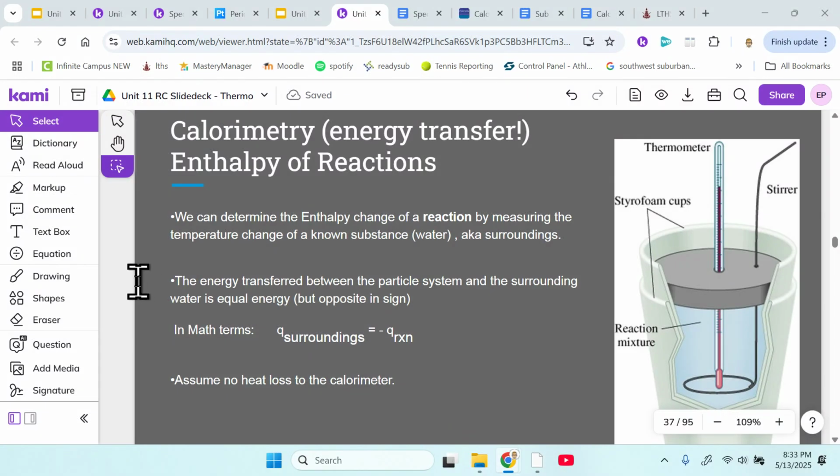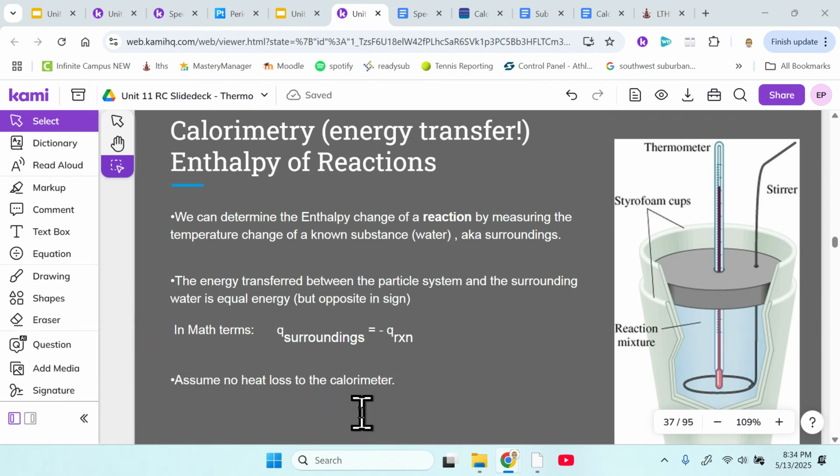Okay, discussing calorimetry. Calorimetry means energy transfer inside of a calorimeter. A calorimeter will measure the amount of calories in a chemical reaction. We can determine the enthalpy changes of a reaction by figuring out how much energy water absorbs or releases. The energy transferred from the particles to the surrounding water is equal but opposite in sign. In other words, if the reaction is giving off energy, the water is taking that energy. So minus Q, or minus energy of the reaction, is equal to positive Q of the surrounding water.